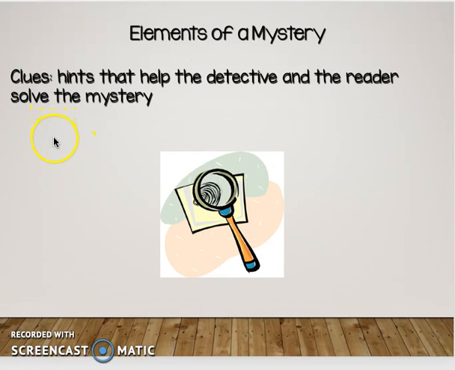And then usually in a mystery story, there are clues. Those are hints that help the detective, the character trying to figure out the problem, solve the mystery, and also the reader of your story. So if you try to give clues to your reader, they may be able to figure out the mystery as well.